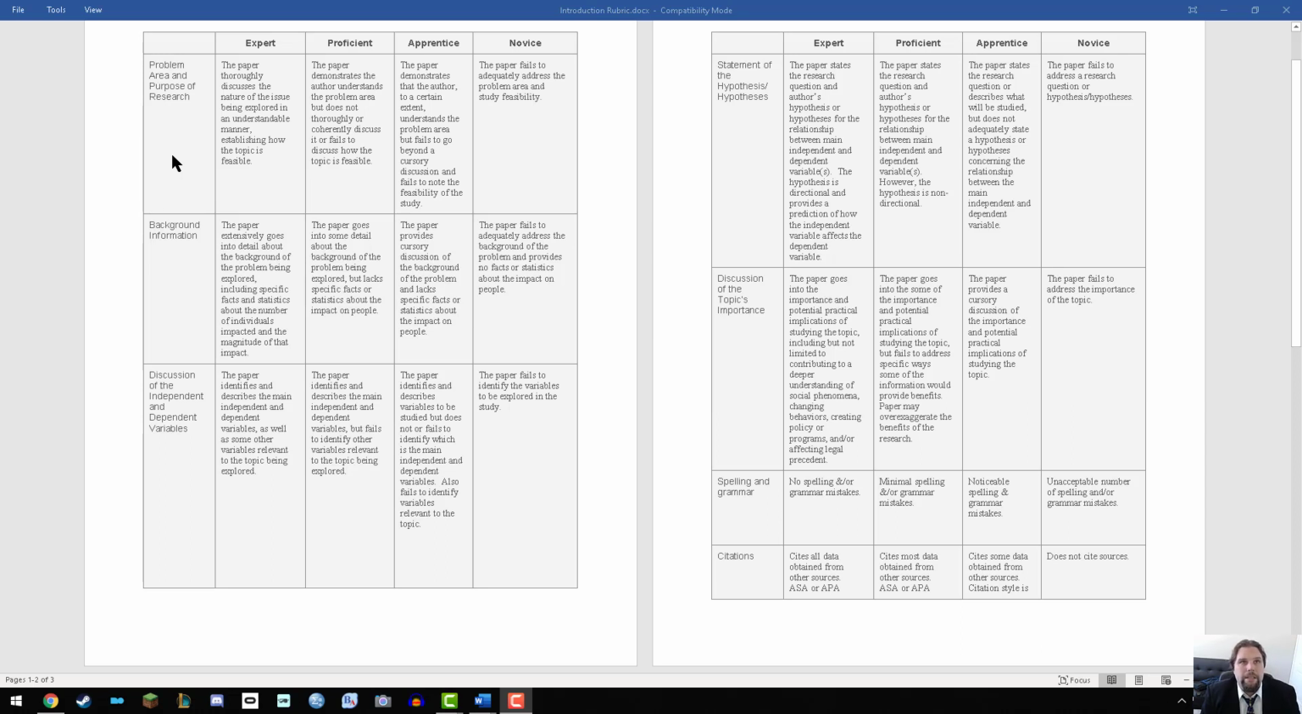So the paper states the research question and the author's hypothesis or hypotheses for the relationship between the main independent and dependent variables. The hypothesis is directional and provides a prediction of how the independent variable affects the dependent variable, right? Again, if nothing more, you're just going to posit your research question, maybe talk a little bit about that research question and all the different angles and elements that might go into it, if you're not going to be presenting a hypothesis. But having a hypothesis there is not a bad place to put it if you're going into your research with a particular kind of end goal in mind.